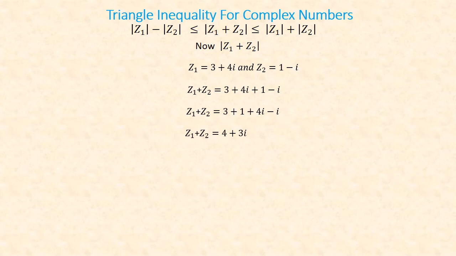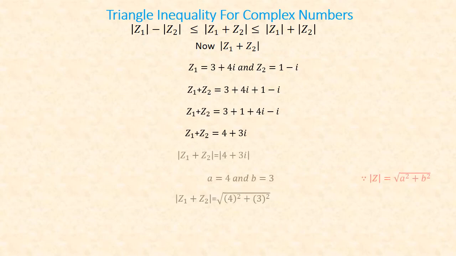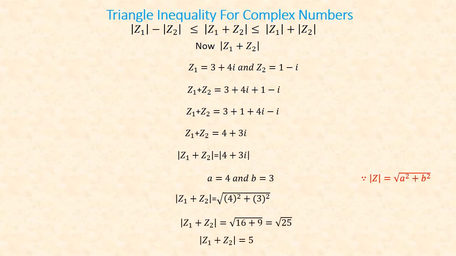Now we'll take the modulus of 4 plus 3 iota. We'll use the formula of the modulus, that is square root of a square plus b square. Here a is equal to 4 and b is equal to 3. By putting these values in the formula, 4 square plus 3 square, we'll get 16 plus 9. Now 16 plus 9 is 25. The square root of 25 is 5. So modulus of z1 plus z2 is equal to 5.